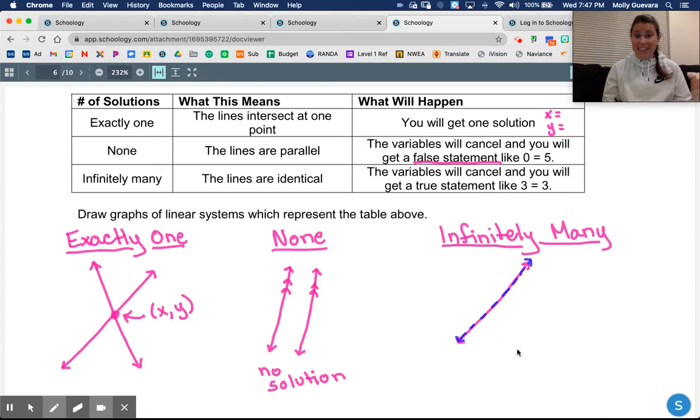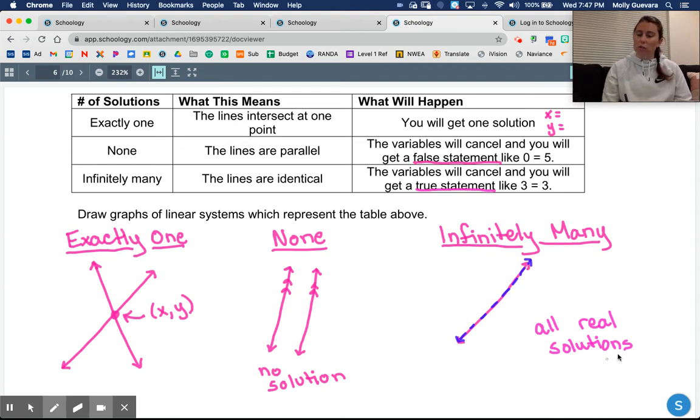The two lines are identical. They're the same line. And so what that does is you'll solve, and you'll get something that's a true statement, like 3 equals 3, or 12 equals 12, or 4 equals 4, or 0 equals 0. And so then we write something like all real solutions. And it's important that we write that word real, right? Because we're not dealing with imaginary numbers here. We're only looking at real numbers.